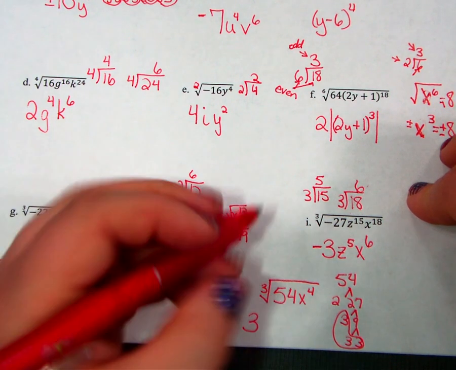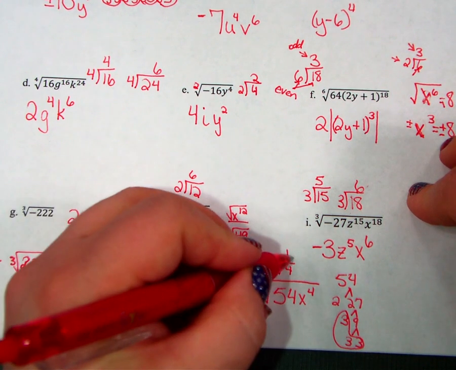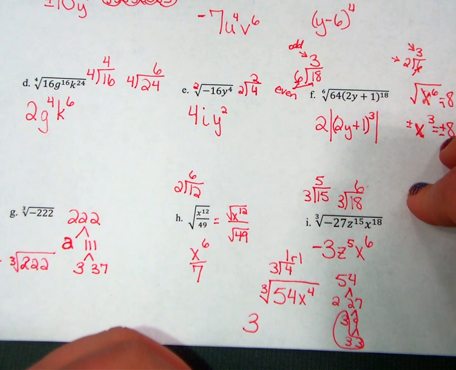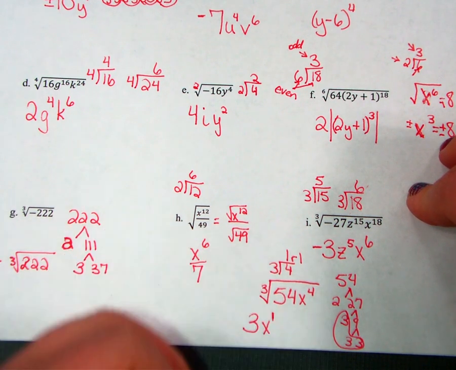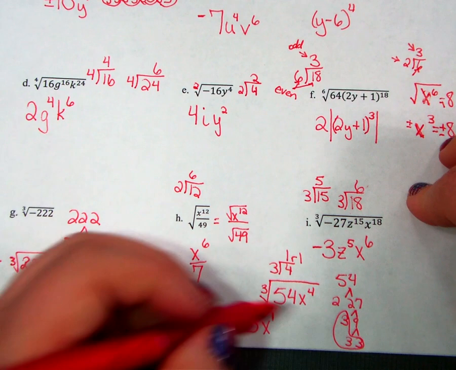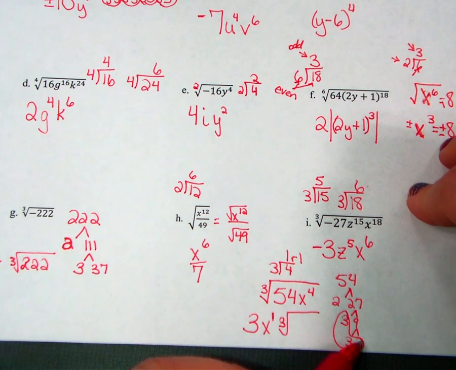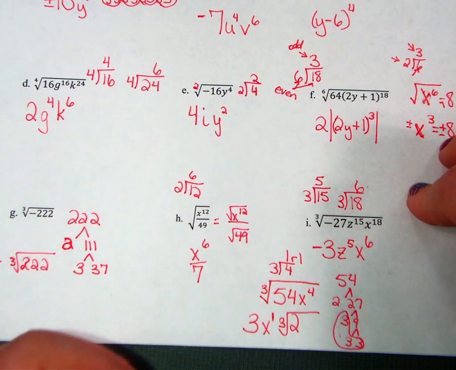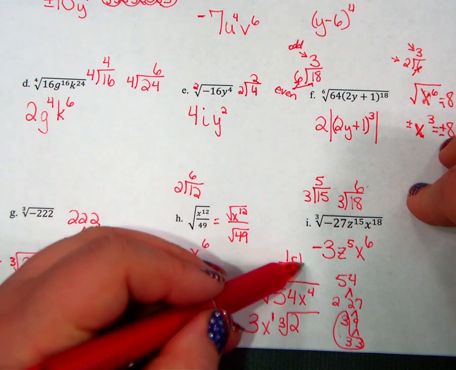Take a look at the 4. 4 divided by 3. It goes in one time, and it has 1 remaining. So x to the 1st comes out. Now let's talk about what remains from both the 54 and the x. I took 3 out from the 54, but a 2 is remaining. And I took a group of x's out, but I still have 1 remaining.